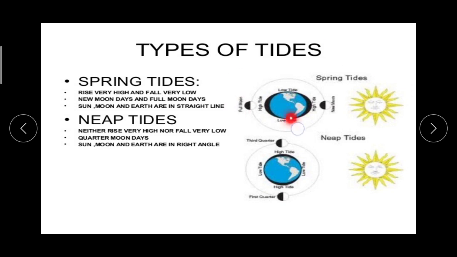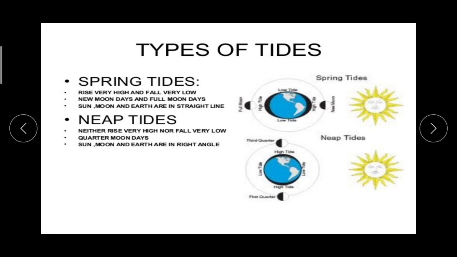Spring tides rise very high and fall very low. They occur on new moon days and full moon days, when the sun, moon and earth are in a straight line. In the first image you can see spring tides, where the moon, the sun and the earth are in a straight line. Now about the neap tides, which neither rise very high nor fall very low.